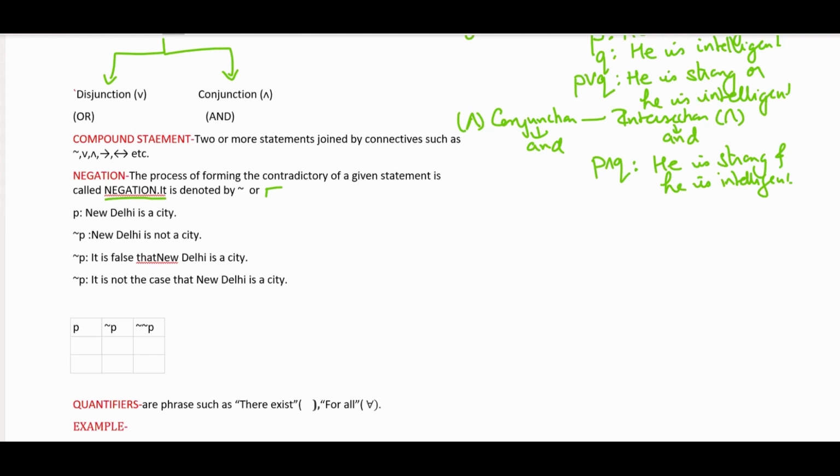Second way, we can also write that it is false, or you may write it is wrong.